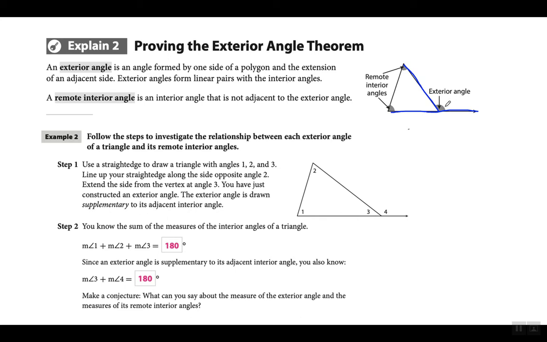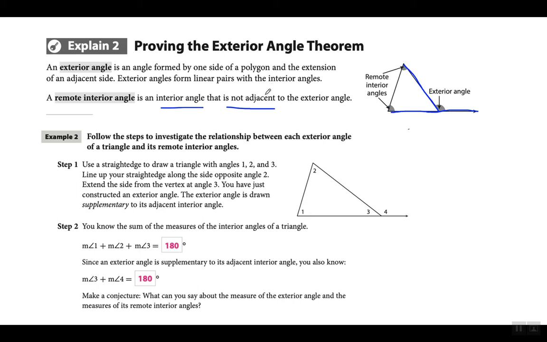So this exterior angle forms a linear pair with this angle that's on the inside. A linear pair means that together they form a straight line. So when you add them up, it has to equal 180. What I just said is very important because we're going to use that on a lot of questions. When I add this exterior angle plus this interior angle that's right next to it, they got to equal 180.